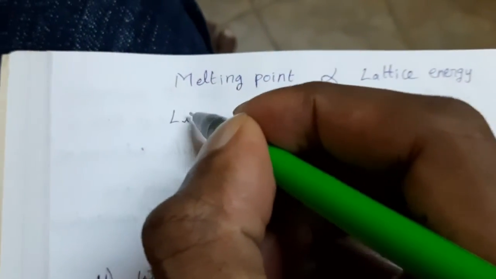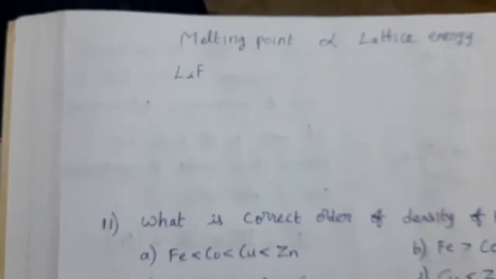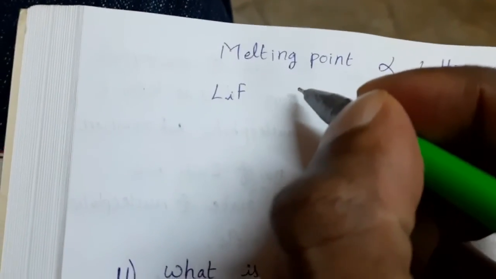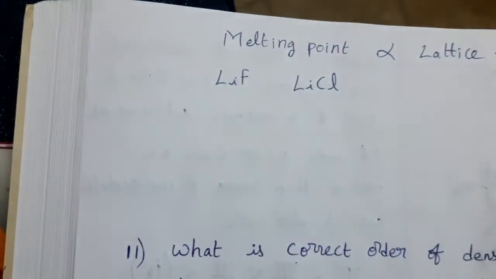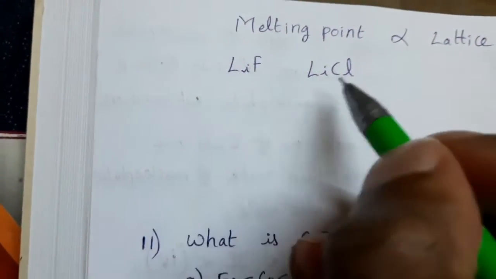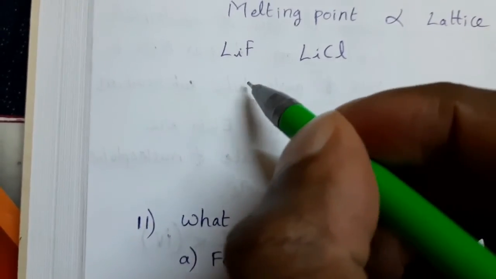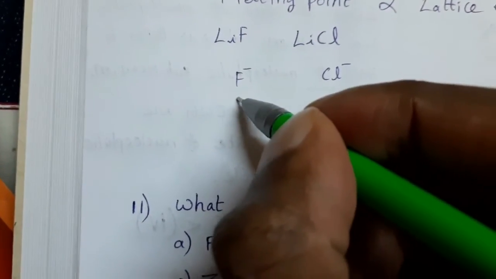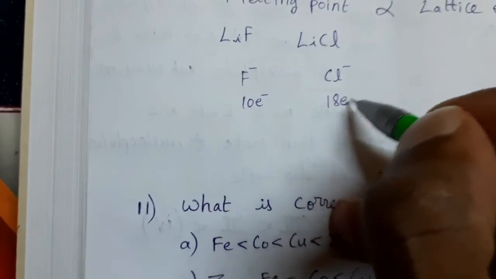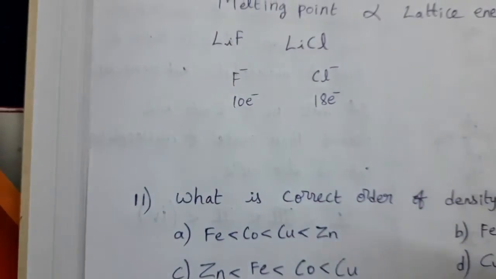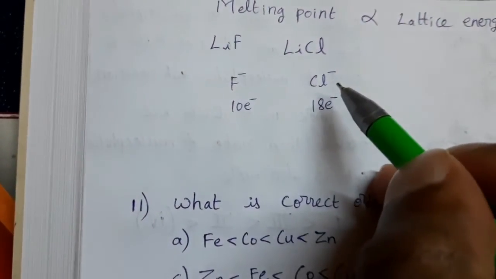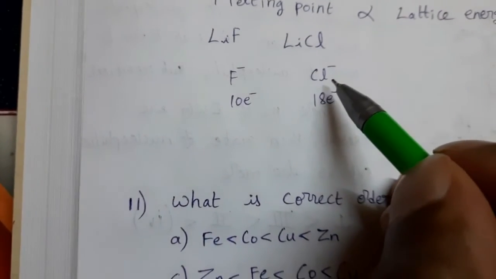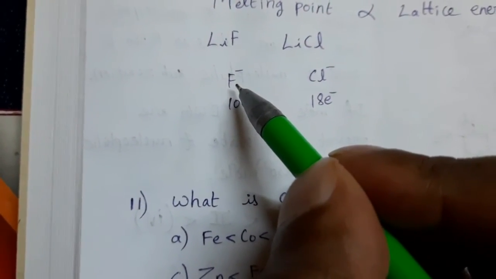Now, LiF and LiCl. See these two compounds: lithium fluoride, lithium chloride. Cation is the same, anion is different. Here F minus, here Cl minus. Here 10 electrons are there, here 18 electrons are there. Compare the ionic radii between F minus and Cl minus, which is bigger? Cl minus is bigger than F minus.